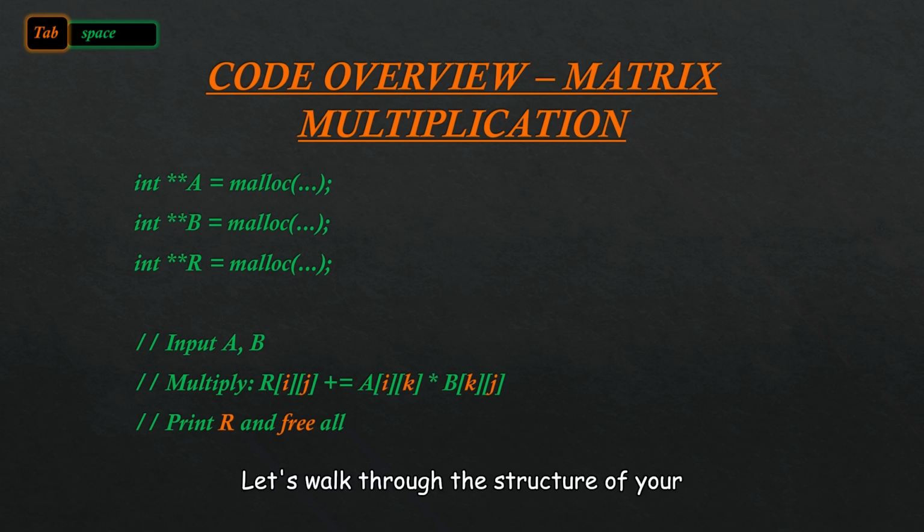Let's walk through the structure of your code. Start by allocating 3 double pointers A, B, and R. Use loops to take input into A and B. For the core logic, use 3 nested loops, outer for rows of A, middle for columns of B, and inner for computing the dot product. Store the result in Rij. Once completed, print R and free all memory block by block. This not only tests your understanding of double pointers, but also of clean coding practices.